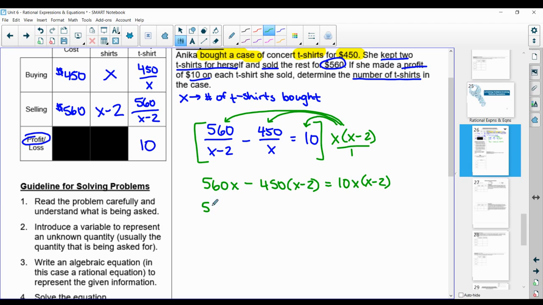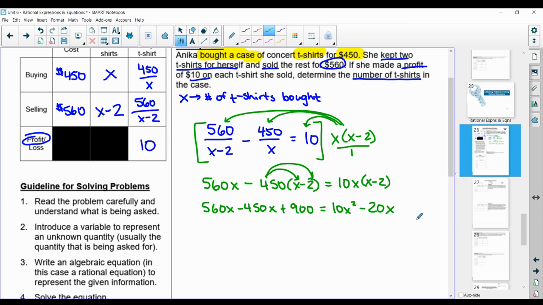So we have 560x minus 450x plus 900. All right, so remember when we're carrying that through, 450 times x, and we've got negative 450, and then a negative 450 times a negative 2 is a positive 900. And then we have 10x squared minus 20x.